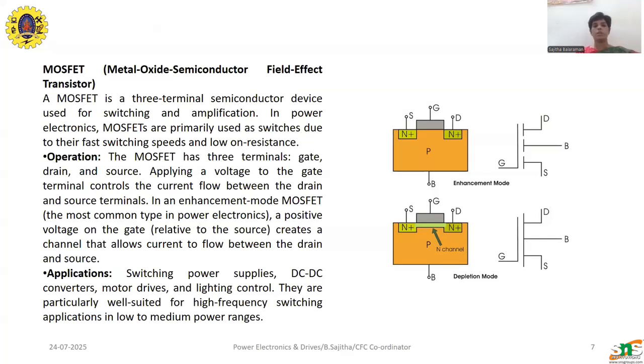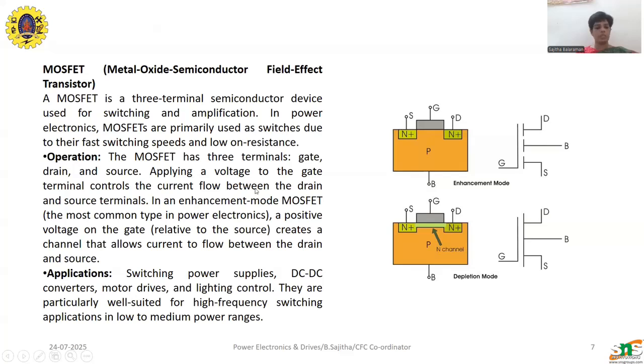Coming to the operation, the MOSFET generally has three terminals. You can see here in the picture the gate, the source, and the drain. These two are the N plus substrate, and this is the P base. It generally consists of four terminals, but one terminal is not actually used. This base terminal is not generally utilized here. The gate, source, and drain are the major terminals, hence it is called a three-terminal device.